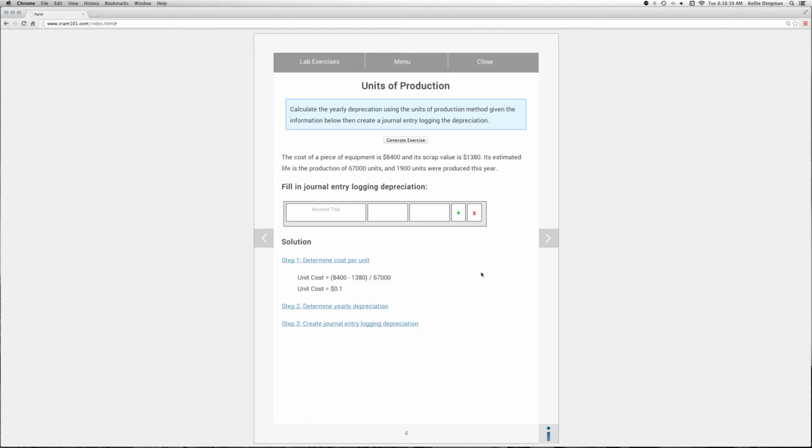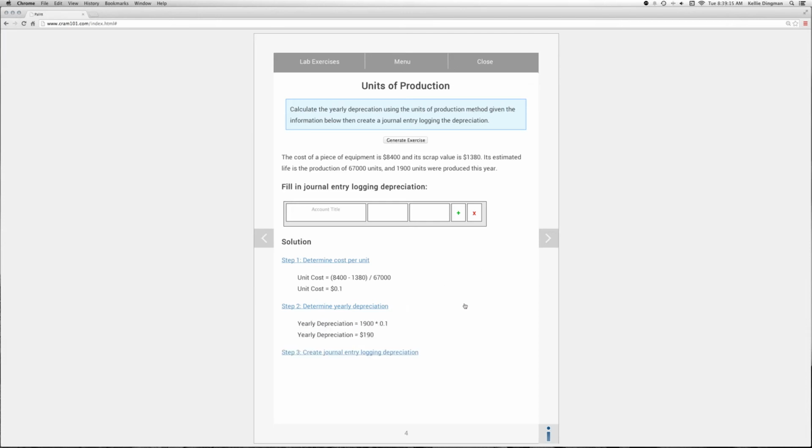We deduct the scrap value of an asset from its cost to get its depreciable value. Then we divide that amount by the estimated number of units the asset can produce. We're left with a unit cost of 10 cents. Once we've determined the cost per unit produced, we can now determine the yearly depreciation accumulated this year.